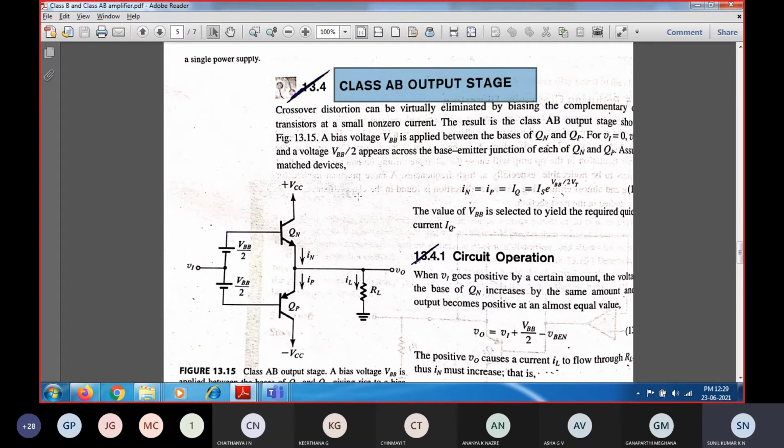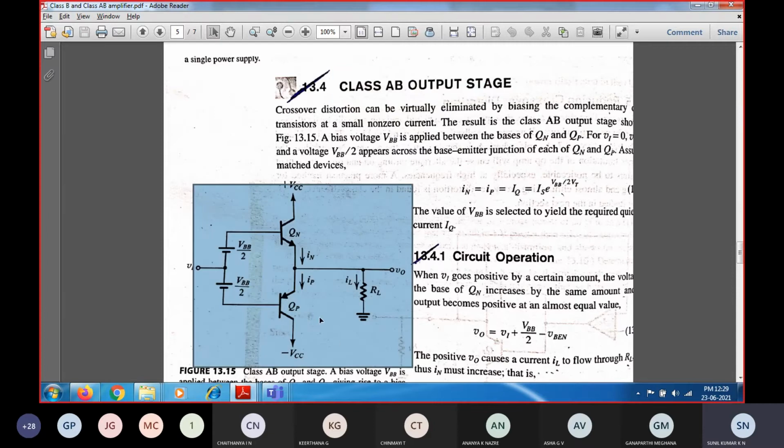And now we can see the circuit diagram for the class AB amplifier stage. It will resemble that of the class B amplifier.